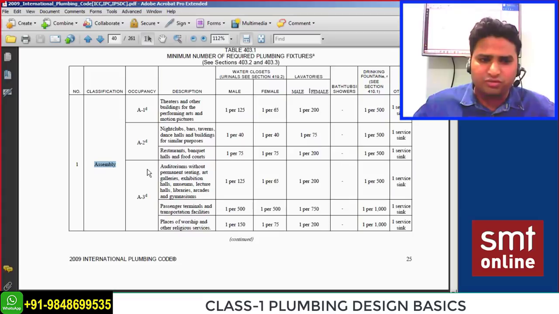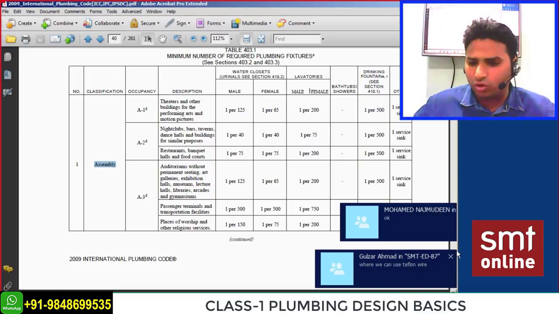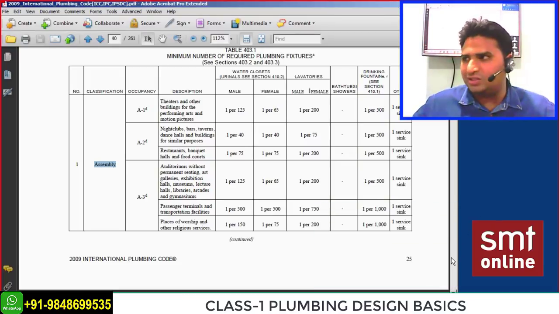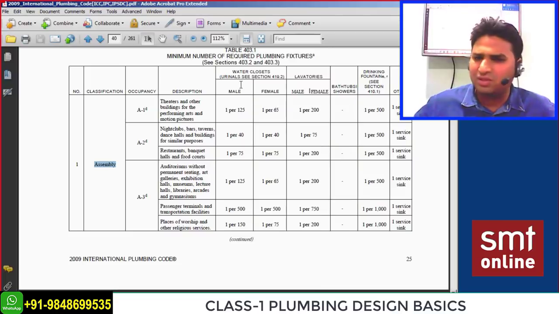And apart from this, if you know the occupancy or the type of the building, that would again be easier for us. Now if you see over here, what are the minimum required fixtures or basic fixtures? These are very basic fixtures. They have to be installed in any project, because WC, water closet or urinal, is very common, it should be there.